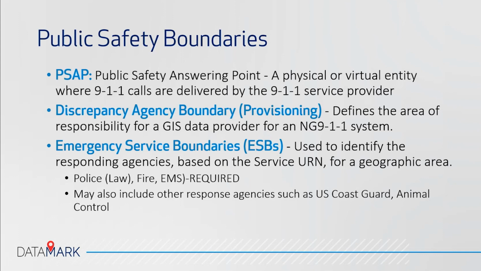The discrepancy agency boundary, which is how it's referred to in the state of Oklahoma model, is referred to in the national model as the provisioning boundary. Those two terms are used interchangeably. The discrepancy agency boundary is essentially the geofenced area of responsibility for the GIS data.